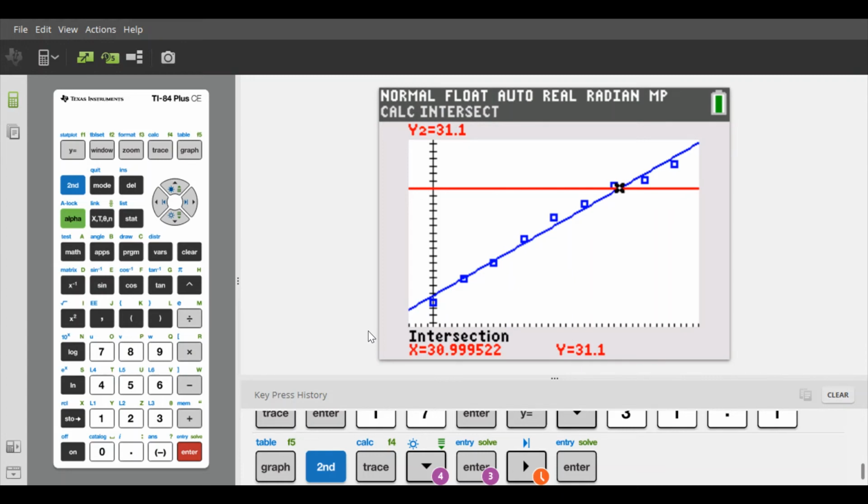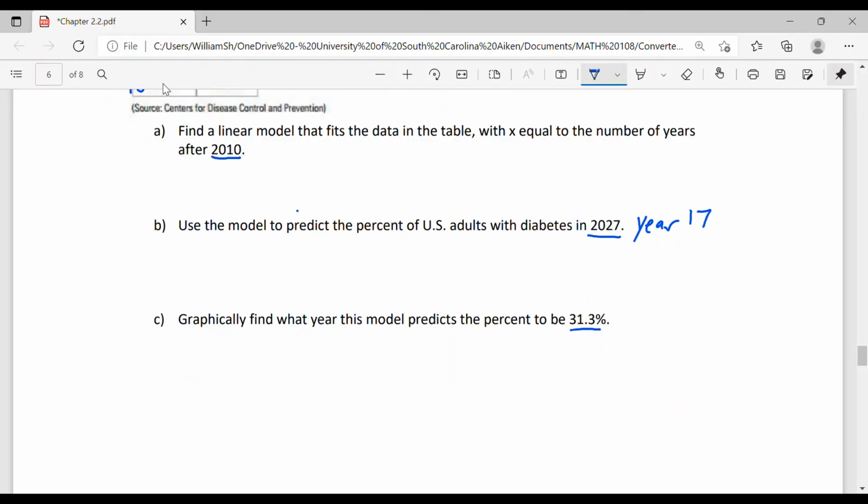Okay, so let's take the information that we just got, go back to our lecture notes, and write it all out and make sense of it. Alright, so for A, we found the linear model. It was y equals 0.465x plus 16.696 approximately.